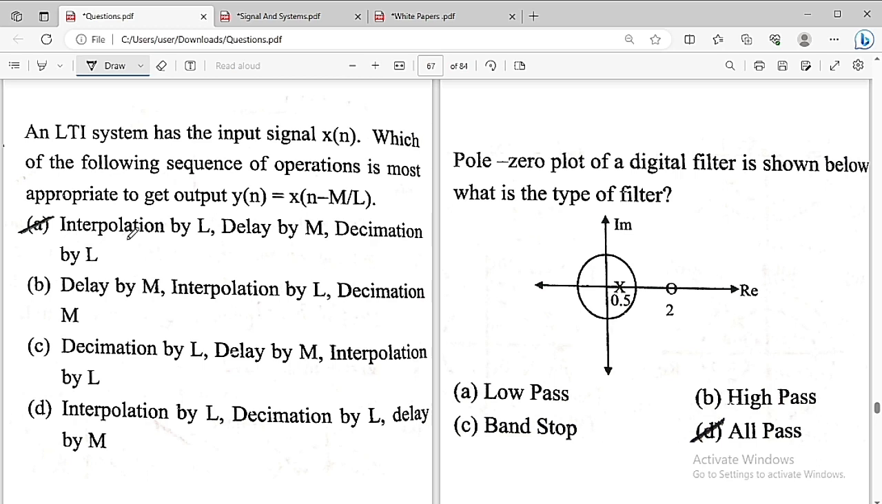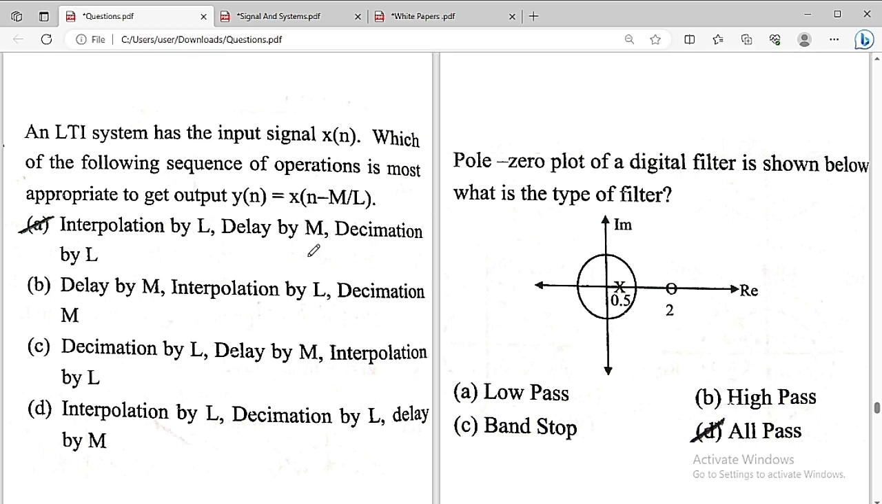So first, interpolation by L means replace n by n/L. Then delay by m means replace n by n minus m. Decimation by L means replace n by nL. If you follow all these steps, finally you are going to get the output y of n equal to x of (n minus m)/L. So this is the correct solution of this question.